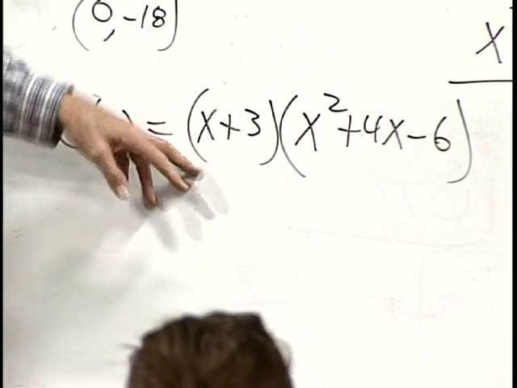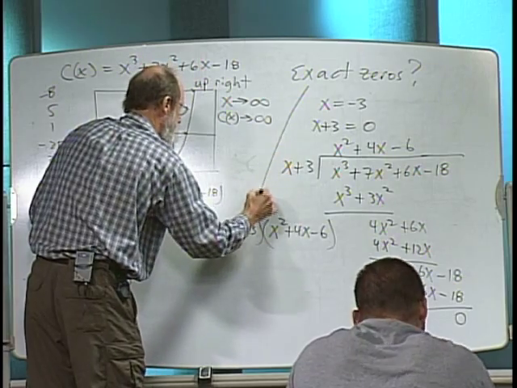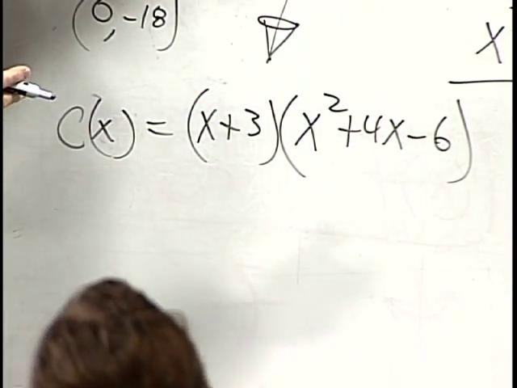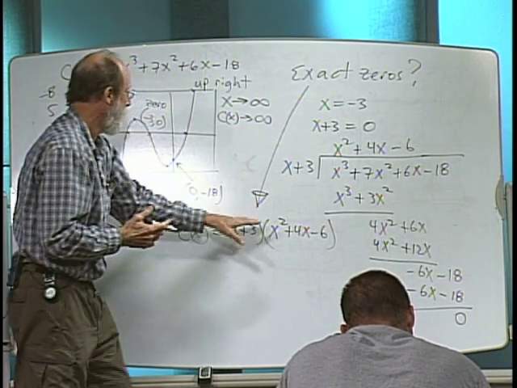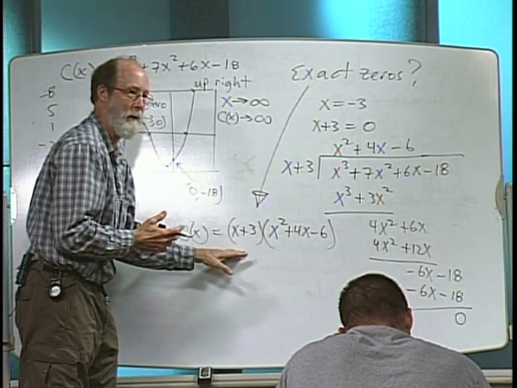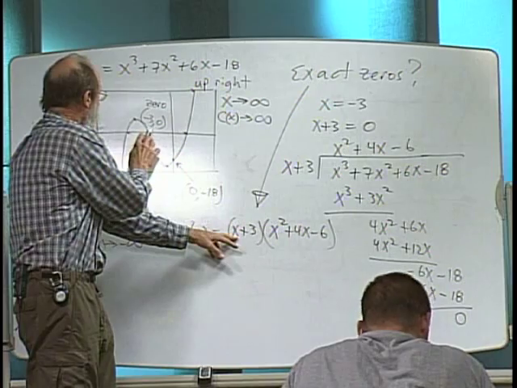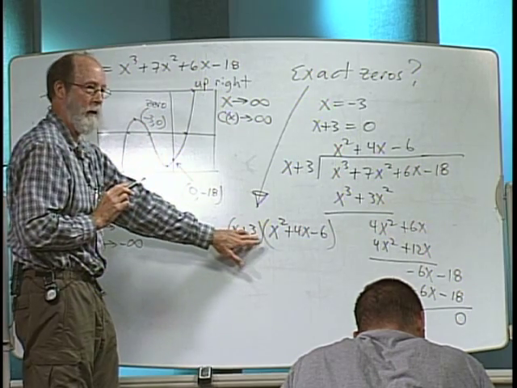Now look at what the original question I posed was up above. What exact zeros are there? We were able to see that this thing factored into this real nice form. And so we know right away, by having used our calculator earlier, that -3 works. So here's the factor.